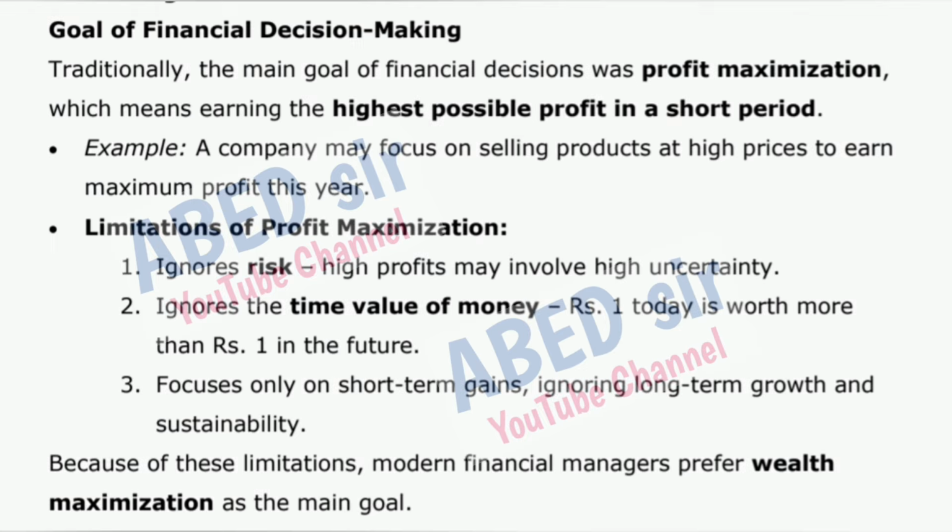Limitations of profit maximization. 1. Ignores risk. High profits may involve high uncertainty. 2. Ignores the time value of money. 1 rupee today is worth more than 1 rupee in the future. 3. Focuses only on short-term gains, ignoring long-term growth and sustainability. Because of these limitations, modern financial managers prefer wealth maximization as the main goal.